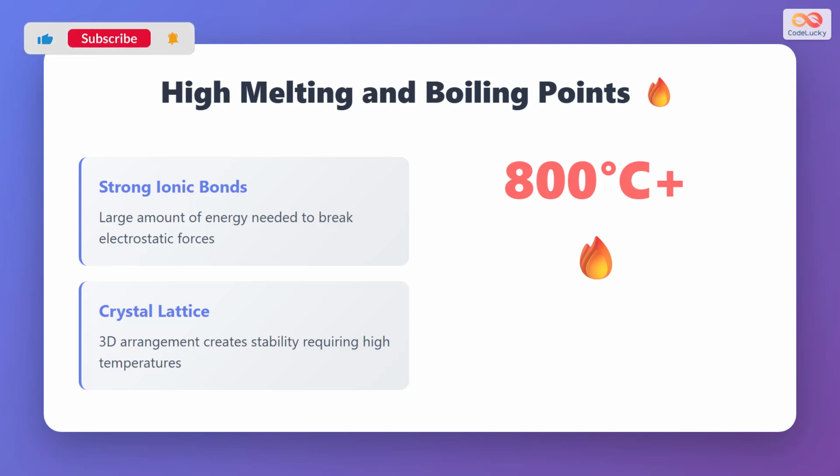One of the most characteristic properties of ionic compounds is their exceptionally high melting and boiling points. This occurs because ionic compounds are held together by strong electrostatic forces between positive and negative ions. These ions are arranged in a three-dimensional crystal lattice structure, where each ion is surrounded by ions of opposite charge. Breaking this structure requires a tremendous amount of energy, which is why ionic compounds typically need temperatures exceeding 800 degrees Celsius to melt. The stronger the ionic bonds, the higher the melting point will be.